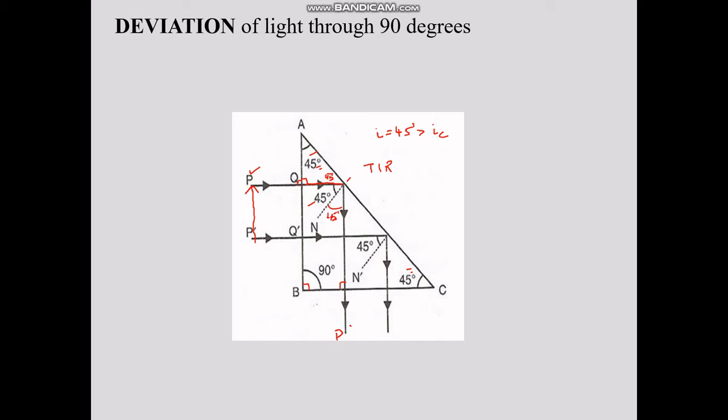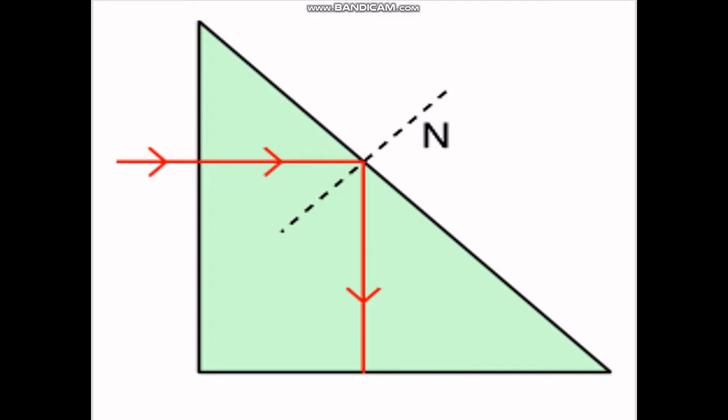Similarly, light from P dash will travel in this manner, and in the same way it will get totally internally reflected over here and reach P dash, and you will find this to be obtained in this manner. That means the object which was kept in front in this manner was finally seen in this way. That means it has deviated through an angle of 90 degrees. This process of deviation of light through 90 degrees is made use of in a periscope. Over here you can see how light is falling on this kind of prism and getting totally internally reflected. Now let's see how this process is utilized in a periscope.